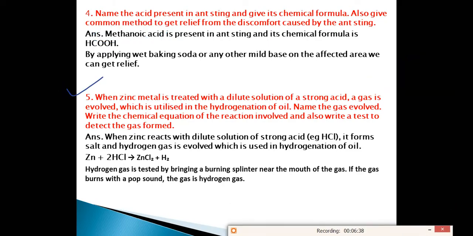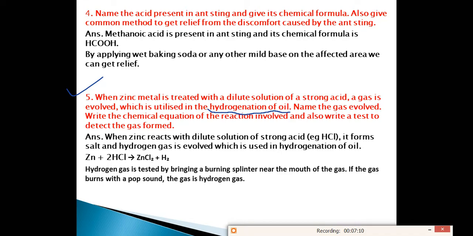When zinc metal is treated with a dilute solution of a strong acid, a gas is evolved which is utilized in the hydrogenation of oil. Name the gas evolved, write the chemical equation of the reaction involved, and also write a test to detect the gas formed. So in this question, when zinc metal is reacted with a strong acid, one gas is evolved and that gas is used for the hydrogenation of oil. We have to guess the name of that gas.